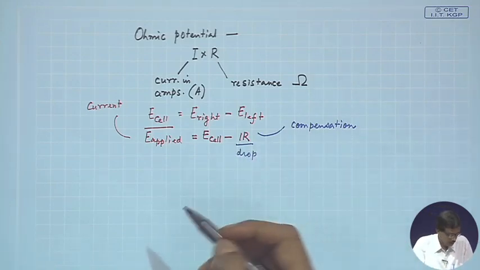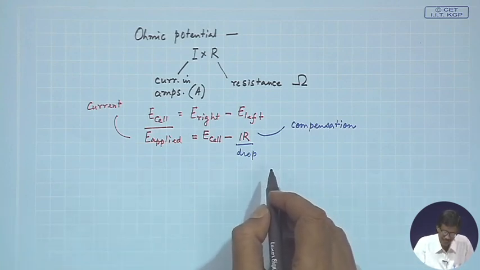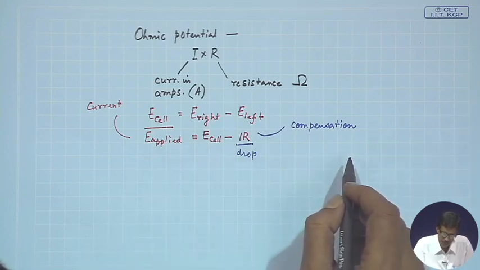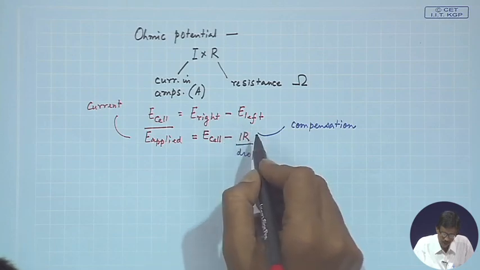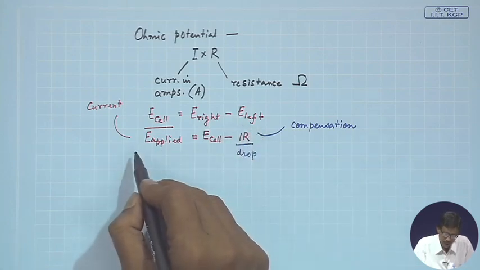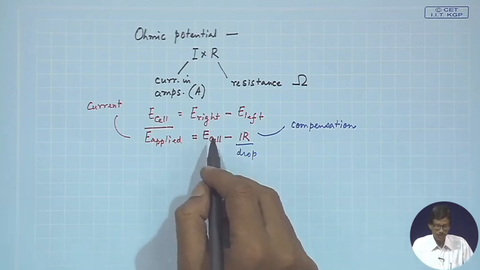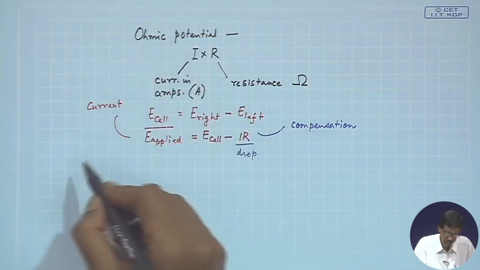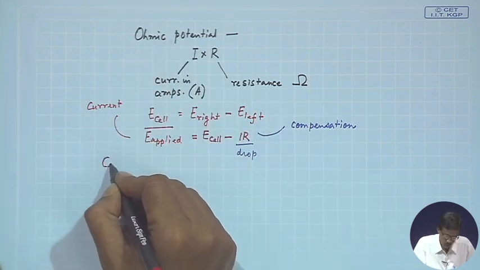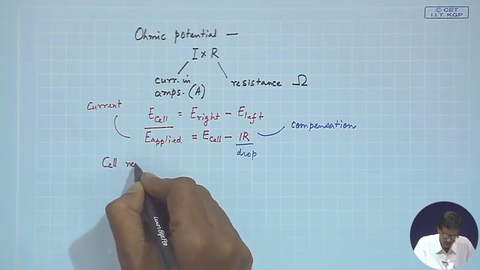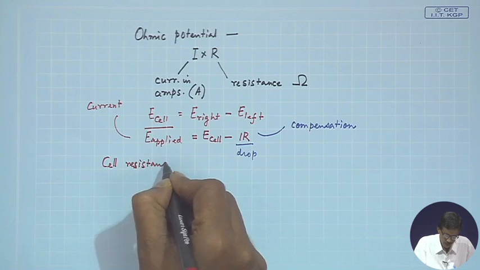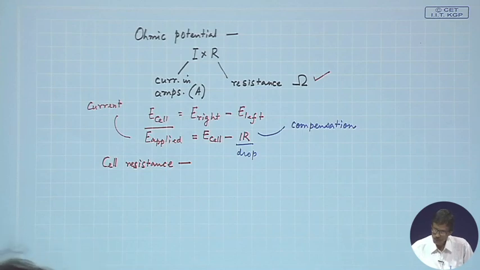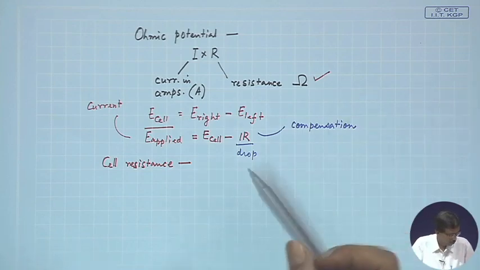How to reduce this particular IR drop? If the IR drop is very large, your E applied will be much higher than your E cell. So, we should have some idea about the corresponding cell resistance. How to reduce this cell resistance is an important thing.